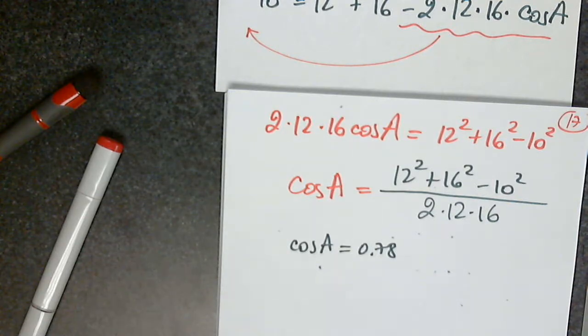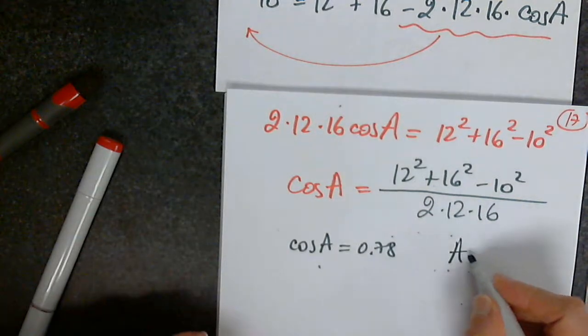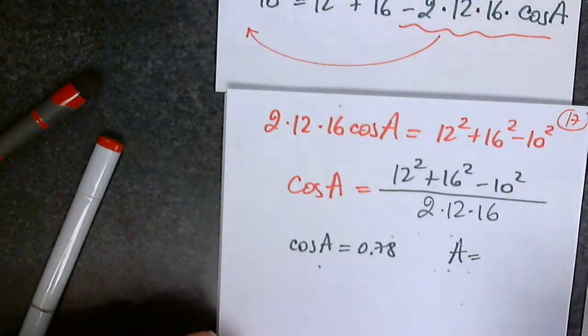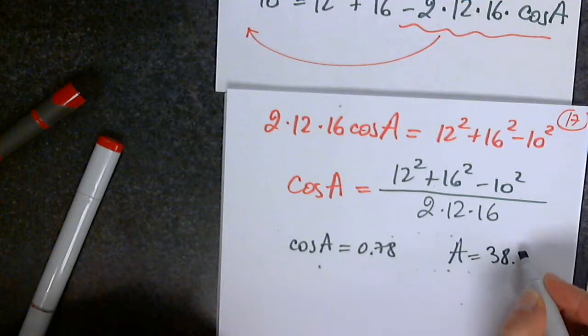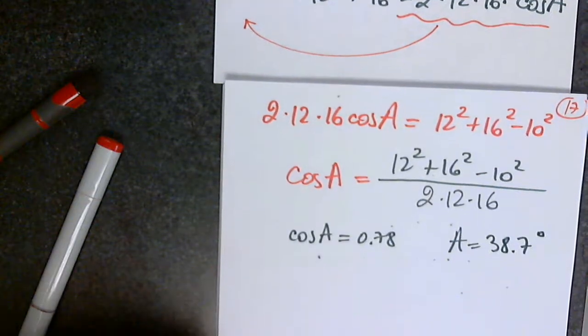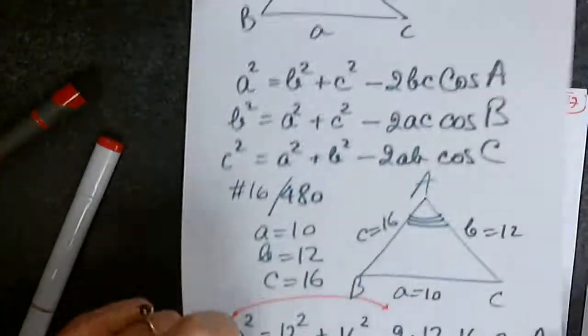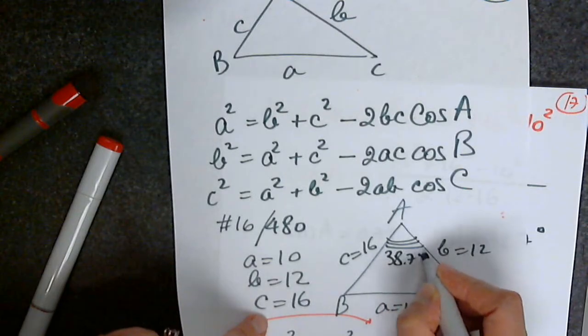What is A? So inverse cosine. Yes, inverse cosine of this number. What did we get? 38.7 degrees. Okay, very good. So I have this, which is 38.7 degrees.